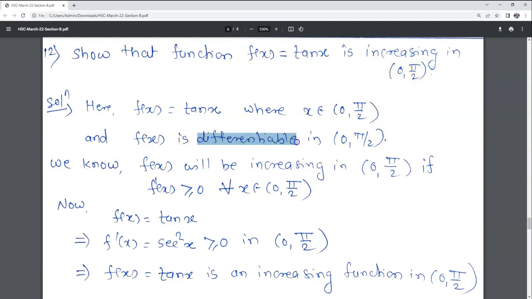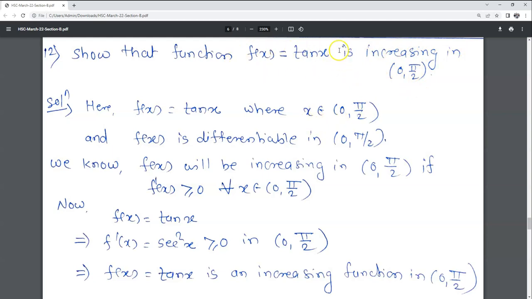When that function is differentiable in it, and its first derivative always comes out greater than or equal to 0. So these two things, if satisfied in the particular interval, then that function is increasing in that interval.